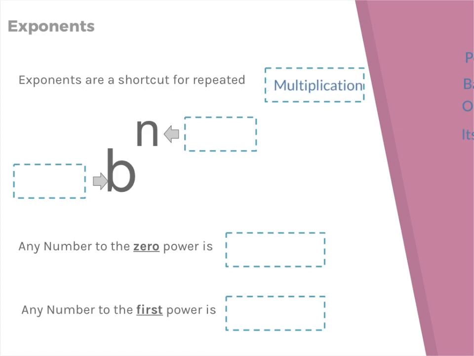An exponent has two parts to it. It has the power, which it's being raised to, and what's being raised to it, the base. So those are the two parts of our exponent. A couple of tricky rules to remember: any number to the 0 power is 1, and any number to the first power is itself. Now let's take a look at some exponents practice.